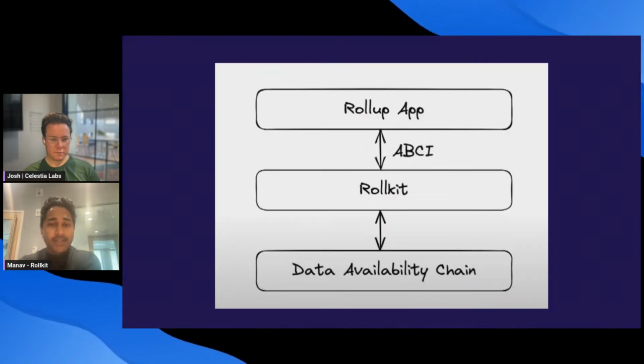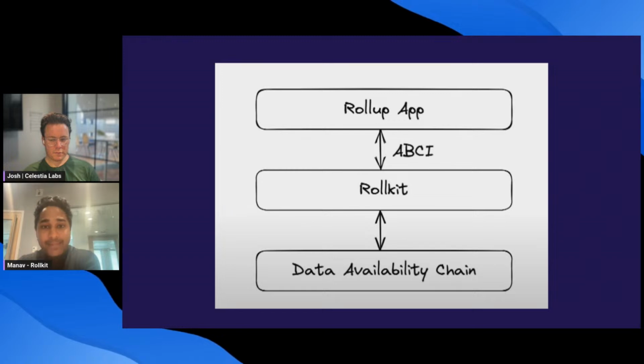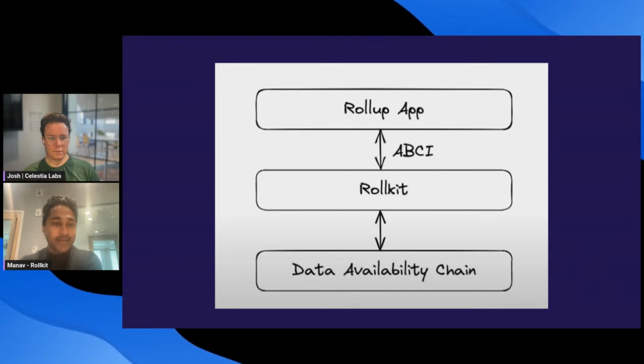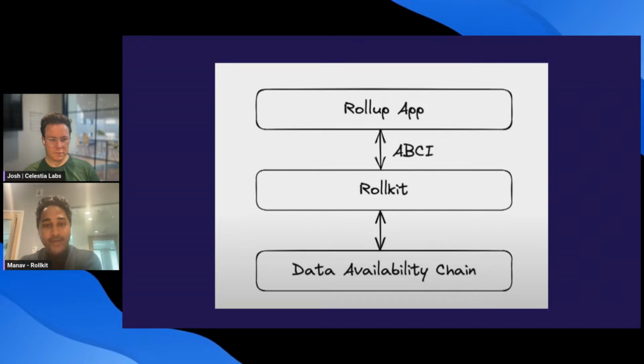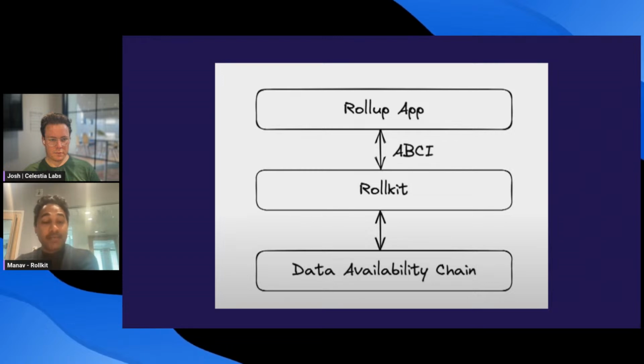Right. So this is an overview, a short diagram of where Rollkit fits in. The app itself is independent from Rollkit, and Rollkit talks to it via an interface, which is currently the Application Blockchain Interface. And Rollkit is the middle component here that is responsible for interacting with the app, the DA layer, and all the other components that make up a rollup blockchain. So we'll go into it after that as well.